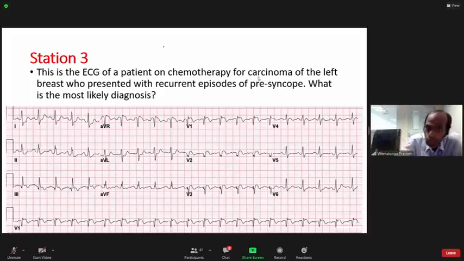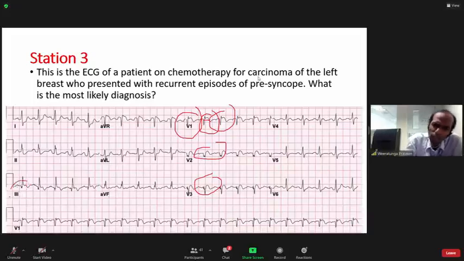But what this shows is, you can see these ST elevations in V1, V2, V3. You can see that there are ST elevations in the V1, V2, V3 territory. Now, you have to be careful. Many would write a STEMI, but that is not the absolutely correct answer here.